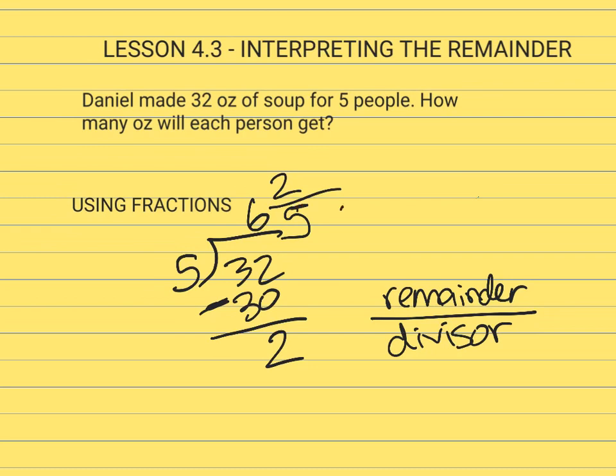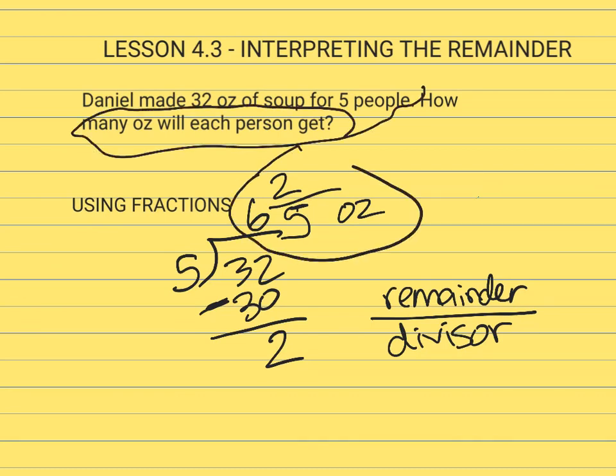So the answer is, how many ounces will each person get? Each person will get 6 2/5 ounces. So that's not a lot of soup, but maybe Daniel made a really good soup, who knows. But that's our last little one we're going to be doing with fractions.